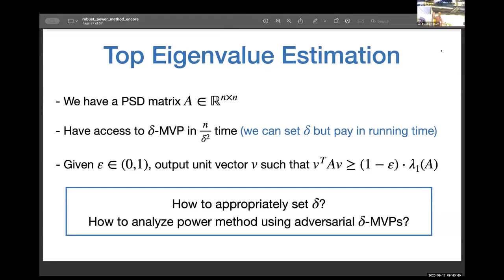Okay, so I'm going to call this a delta MVP. It doesn't really matter what the running time is. I just wanted to show you that we had the power to set delta, but ideally I want to set delta as large as possible because I pay in the running time. But epsilon is still the major input of the problem, and I want to output a vector v that witnesses a 1 minus epsilon times lambda 1. So there are two questions. How do I appropriately set delta? Of course, if I let delta go to 0, you get exact MVP, and at some point the power method will start working. And also, how do we analyze the power method with this noisy or adversarial matrix-vector product?